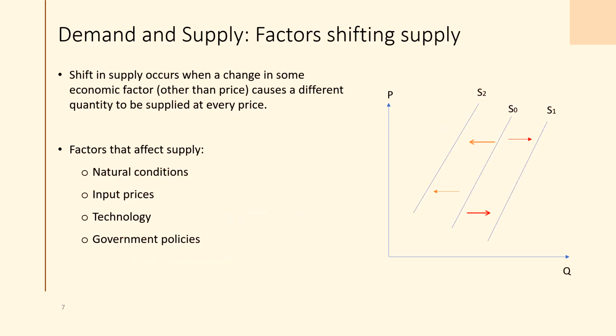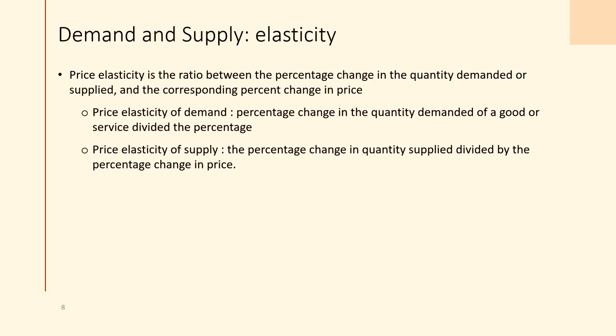Now let's look at supply. A shift in the supply curve occurs when a factor other than price changes the quantity supplied at every price. Key factors include natural conditions such as weather or disasters. Input prices such as wages or raw materials affect production costs. Technology can improve efficiency and increase supply. Government policies such as taxes and subsidies also influence supply. These changes shift the supply curve to the right or left.